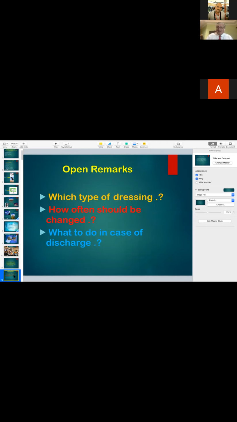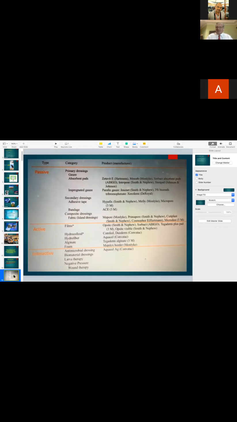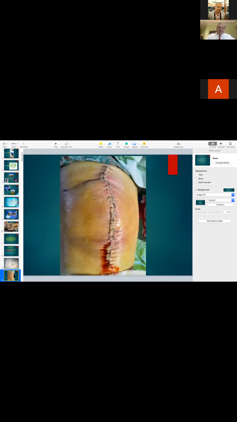There are many open remarks regarding which type of dressing, how often it should be changed, and what to do in case of discharge. We say that the dressing is either passive, which is protective, or active, which provides some moisture, or interactive, with another action like a vac system.